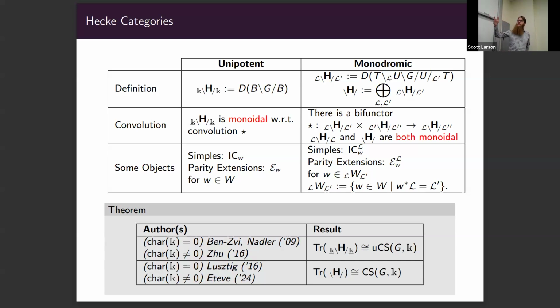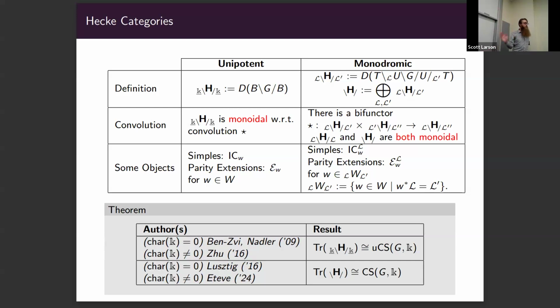Some basic facts: there's some convolution, it has a monoidal structure. It's not the usual tensor product of sheaves. It should be thought of as something more analogous to convolution of functions. There's a bunch of objects one usually cares about in characteristic 0: the so-called IC objects, these simple perverse sheaves. In positive characteristic, there are parity extensions, which are replacements for the ICs, and are defined in a somewhat complicated way.